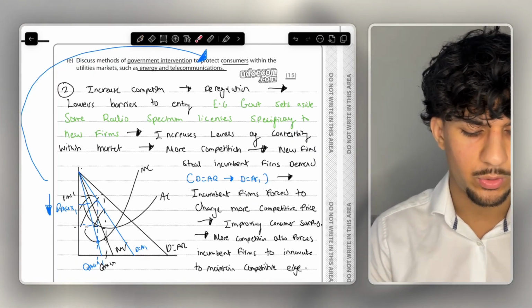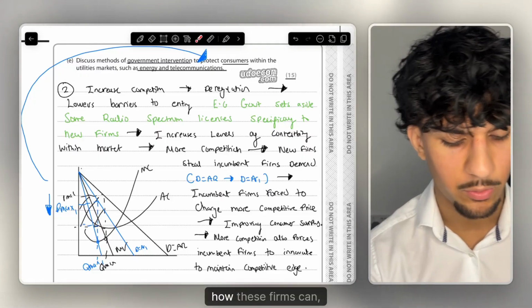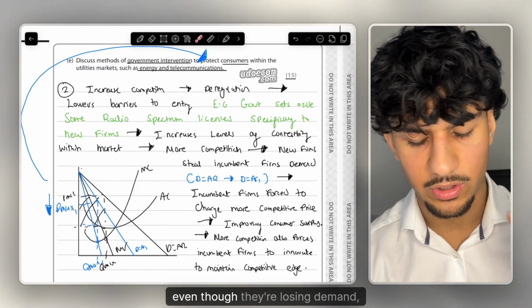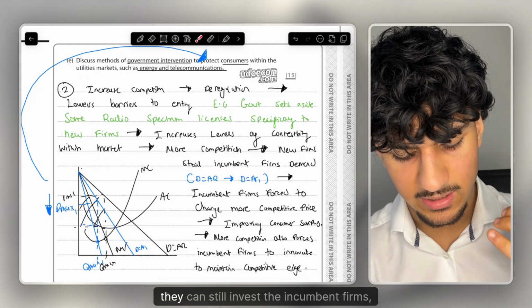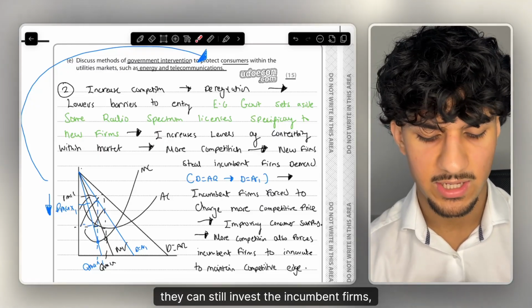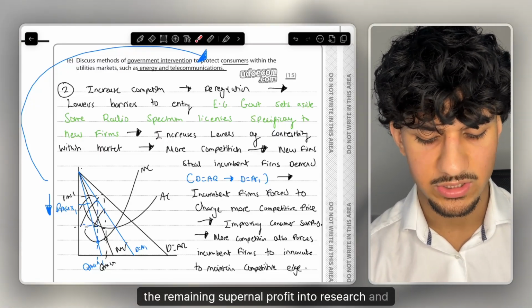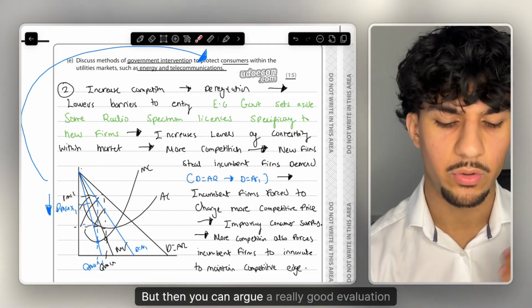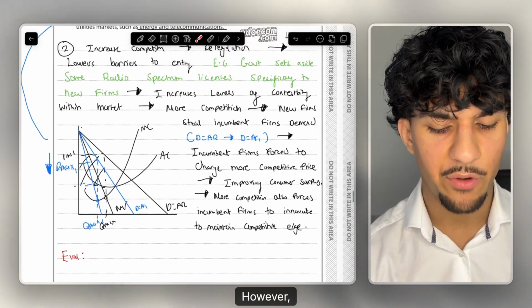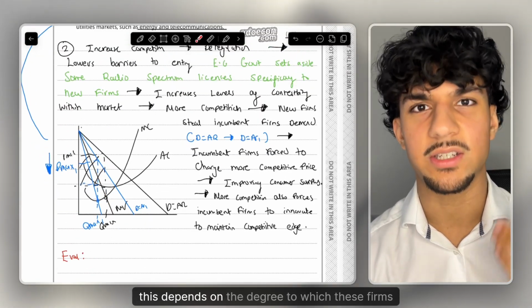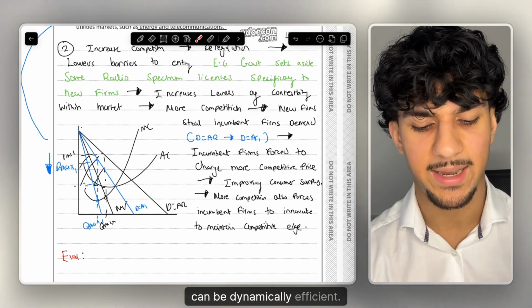Okay, so first things first, we ended the chain of analysis by talking about how these firms can, even though they're losing demand, the incumbent firms, still invest the remaining supernormal profit into research and development. But then a really good evaluation point to argue, however, is that this depends on the degree to which these firms can be dynamically efficient.